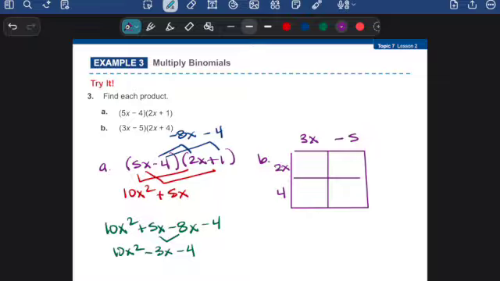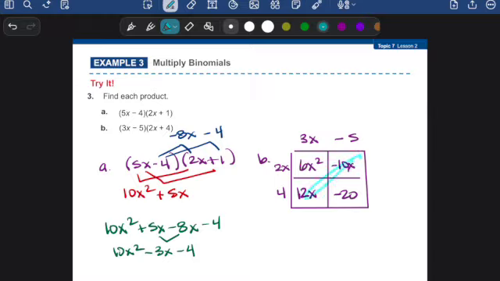3 times 2 is 6. x times x is x squared. 2 times negative 5 is negative 10 times x. 3 times 4 is 12 times x. 4 times negative 5 is negative 20. Don't forget to combine your linear terms. Your diagonal boxes are like terms.